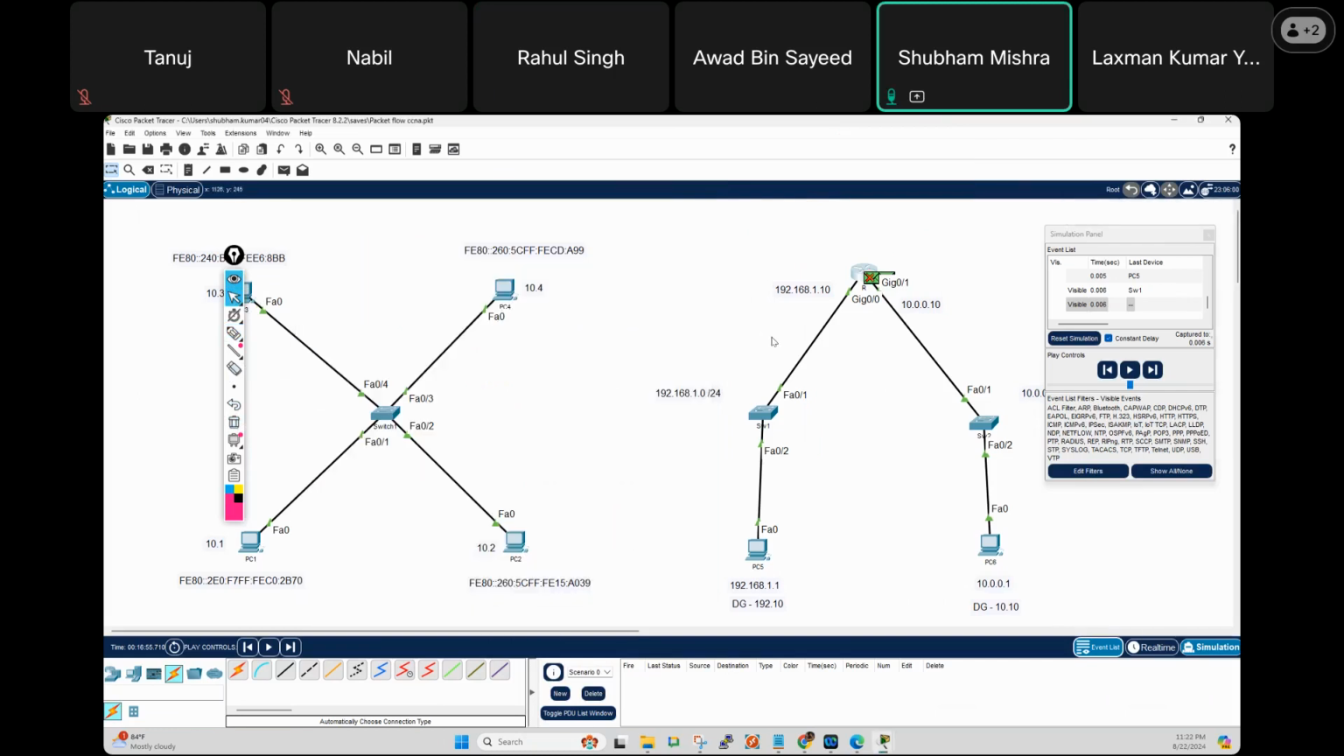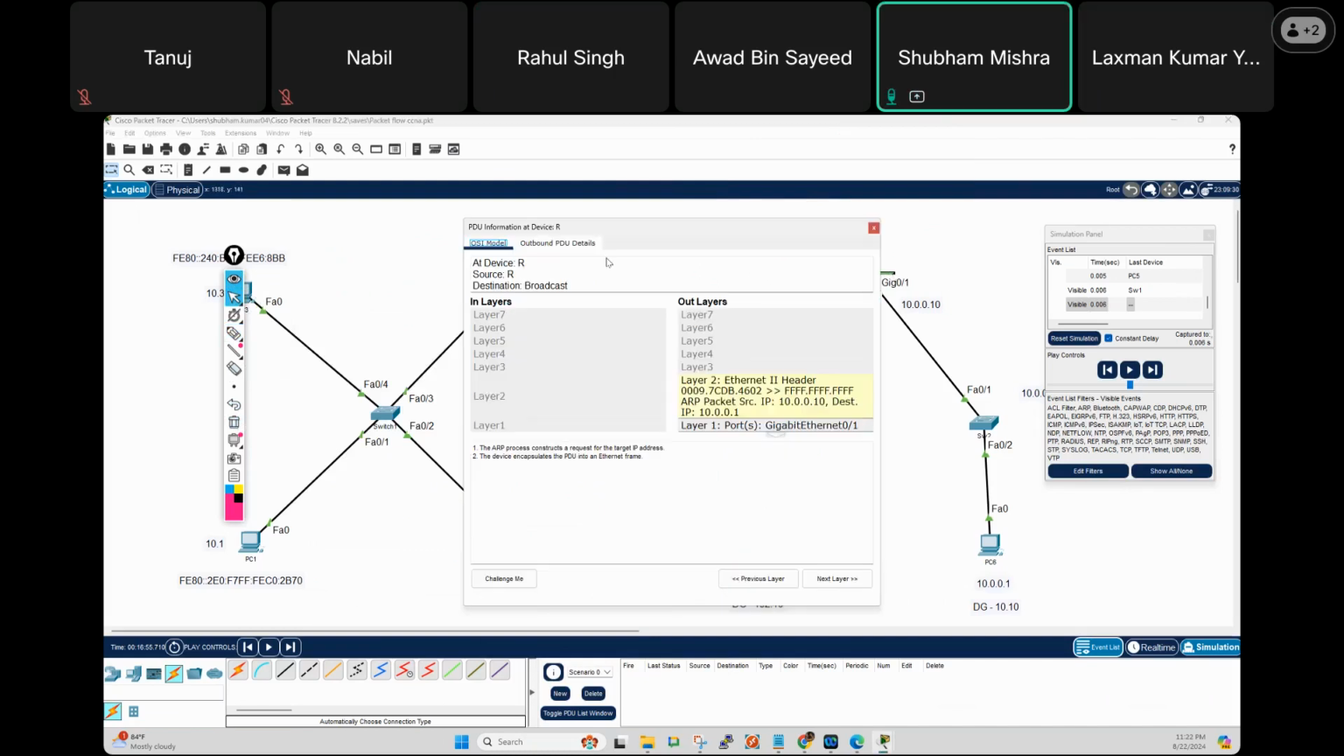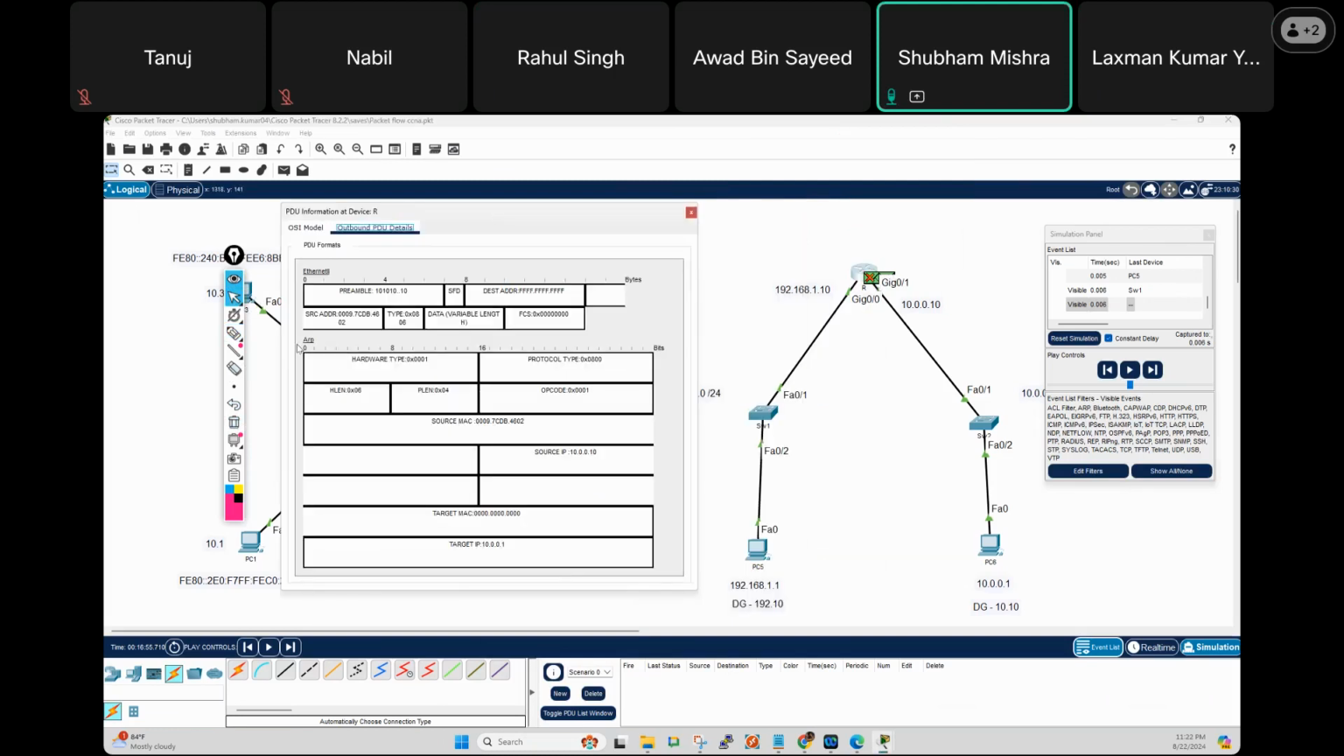ARP packet. See, there is one more packet. When I open this packet, what is this? This is the ARP packet. Are you getting my point, everyone?